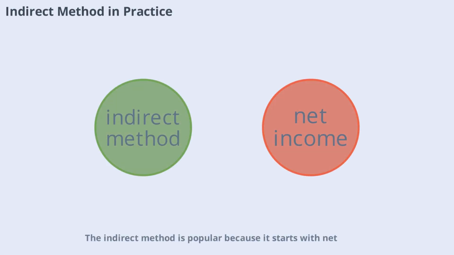The indirect method is popular because it starts with net income and adjusts for non-cash items and working capital changes. This method is easier to prepare using data from your income statement and balance sheet. It's widely accepted and provides a clear link between net income and cash flow from operations.